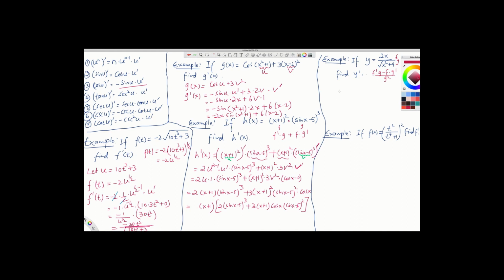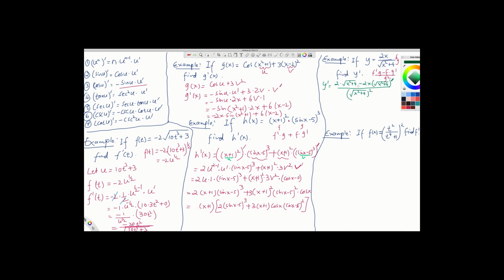Let me use that. So what is y prime? The y prime is equal to f prime, which is 2, the derivative of 2x is 2, times g, which is root x squared plus 4, minus f, which is 2x, times g prime, which is root x squared plus 4 prime. You see that? Over g squared, which is root x squared plus 4 and then squared.